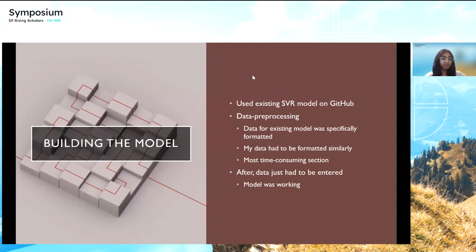So finally, building the model. I used an existing SVR model in a GitHub repository. Once I got the basic model working with the GitHub data, it was pretty easy, but now I had to figure out how to get my data to fit. The data for the existing model was very specifically formatted, and they actually described how it was formatted in the repository itself. So I had to structure my data very similarly. It's probably the most time-consuming section, but after I did that, it just had to be entered into the model and it was working.